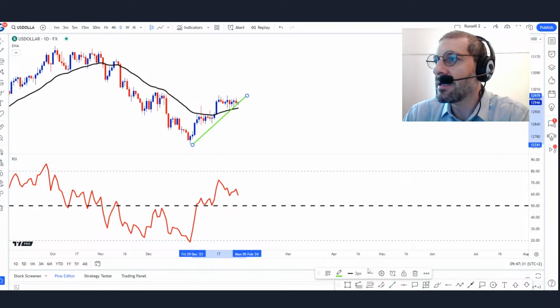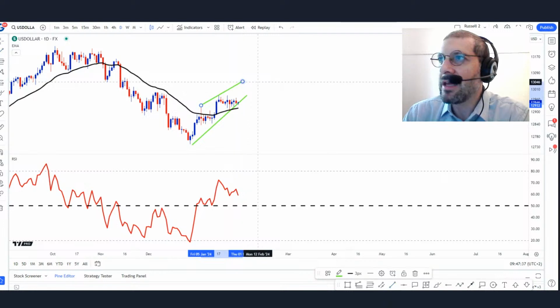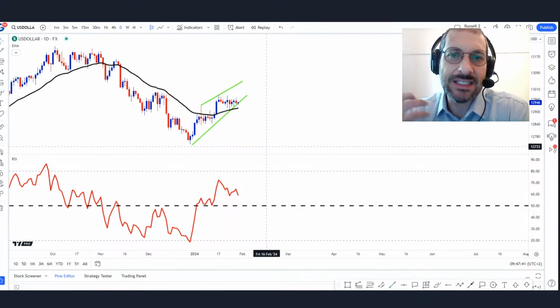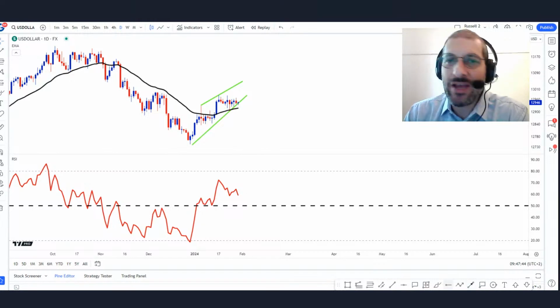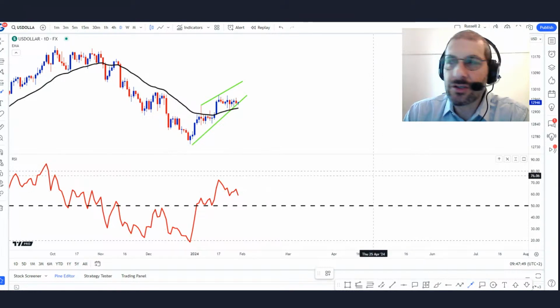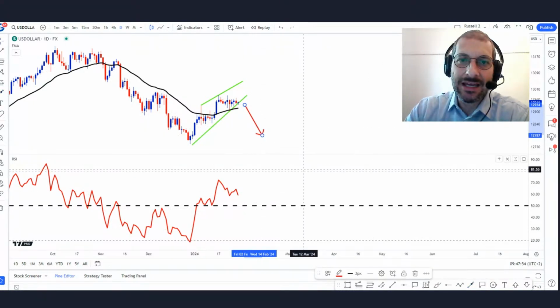So you can see we've got some sort of pattern here. It looks to me like a wedge, a bearish wedge. An upward sloping wedge is typically a bearish wedge. If it is a bearish wedge, it needs to complete. And if we get communication out of the Fed tomorrow that is dovish, then we potentially get that break down.